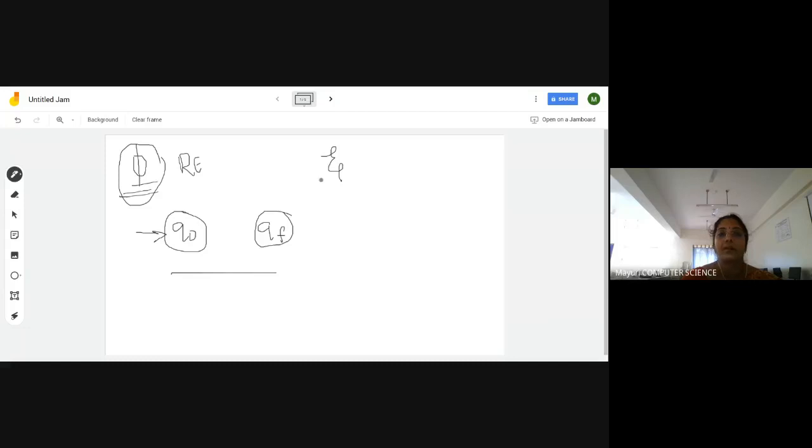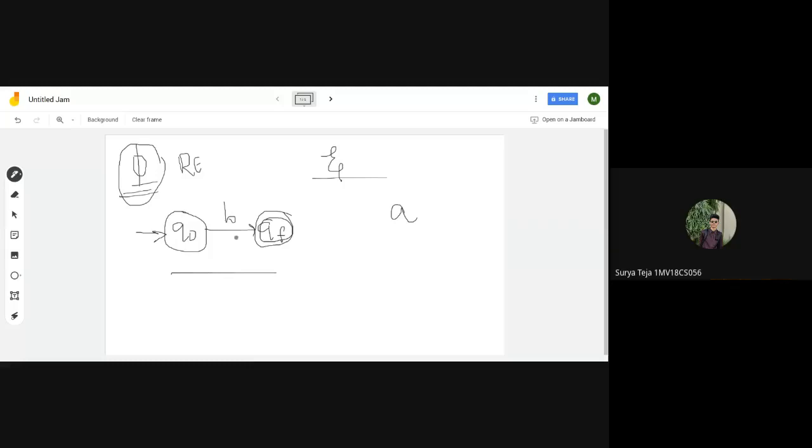Okay. So then how do you construct an epsilon NFA for epsilon? It's very simple. Even epsilon is also a transition, right? This is the final state. So even epsilon is also a transition. Suppose, how do you construct an epsilon NFA for A? How do you construct an epsilon NFA for B? Fine. I hope there is no doubt as of now. No, right? Okay.